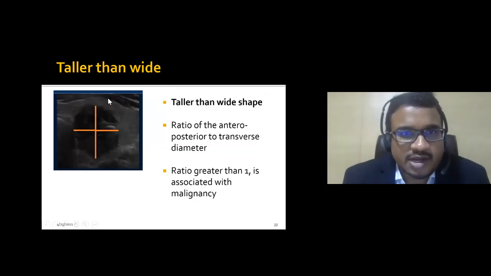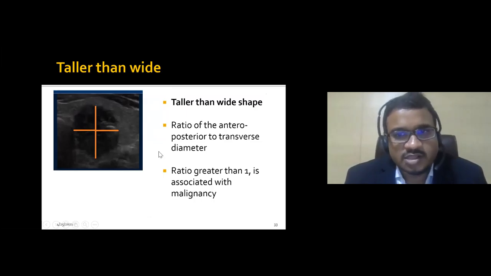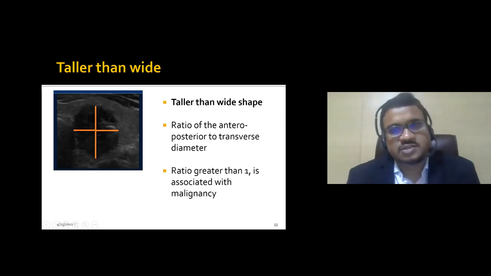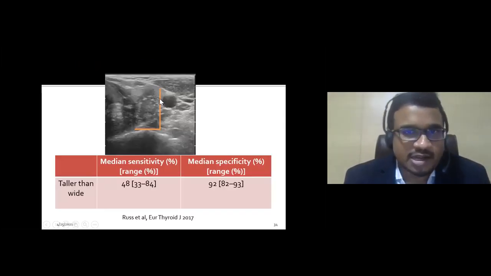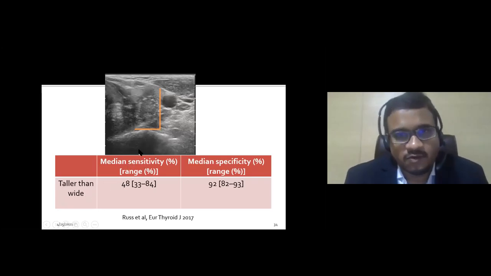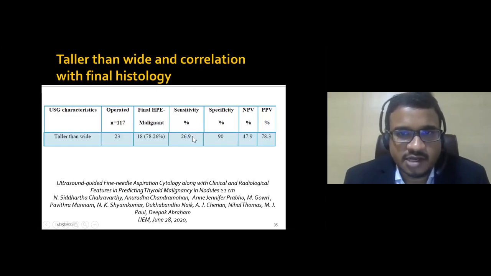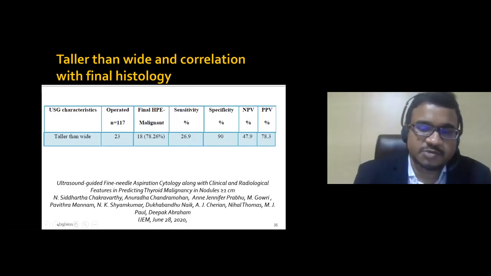So this is a taller than wide lesion. The entire thing is the left lobe of the thyroid, and this is the nodule. The antero-posterior diameter is greater than the transverse diameter. So this is taller than wide, and the ratio of the anterior-posterior to transverse is greater than one, and this is associated with malignancy. This is another example wherein the anterior-posterior dimension is more than the transverse dimension. Taller than wide lesions have less sensitivity in picking up malignancy, but they are very specific. Specificity is more than 90%. Similarly, in our study, we had a sensitivity of 26.9% and the specificity was 90% in predicting malignancy.